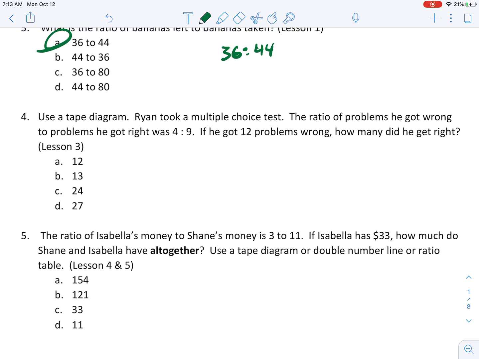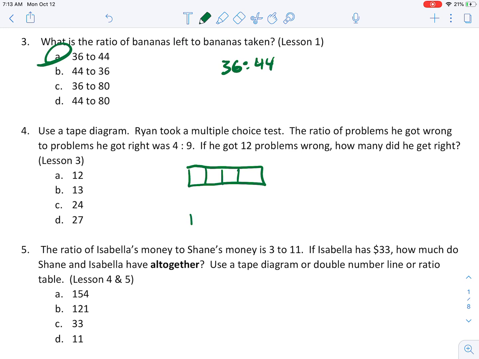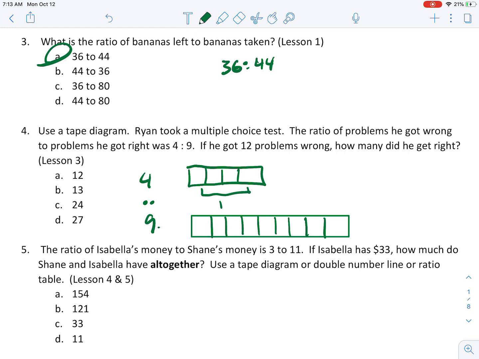Ryan took a multiple choice test. The ratio of problems he got wrong to the problems he got right was 4 to 9. If he got 12 problems wrong, how many did he get right? So our ratio was 4 to 9, 4 being wrong, and 9 being right. Okay, he said 12. He got 12 problems wrong. Okay, so these 4 units have to represent 12.